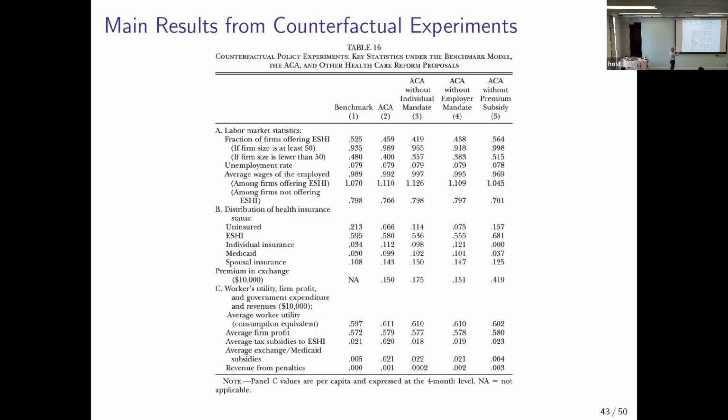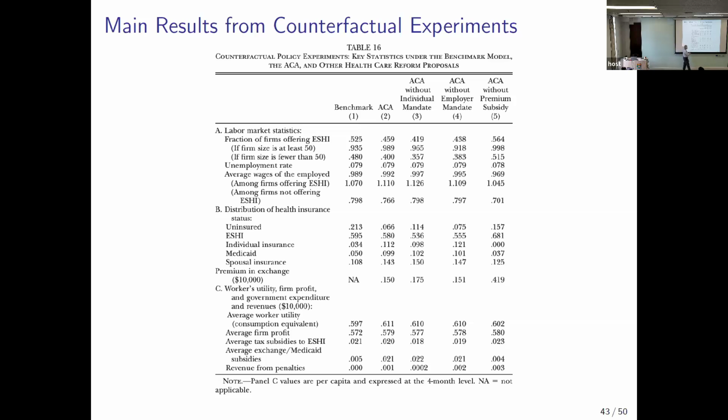So the benchmark is the equilibrium of the model without the ACA. I'm going to focus on this number, the uninsured rate, the distribution of health insurance status, uninsured. This is the fraction of individuals in the benchmark that will not have insurance. It's 21.3% before the ACA. With all 4 features of the ACA introduced, we resolve the equilibrium model. Only 6.6% of the people will be uninsured. Okay, and that is something that a reduced form person using pre and post data might be able to find as well. Okay, the 21.3% uninsured rate is lowered to 6.6%.